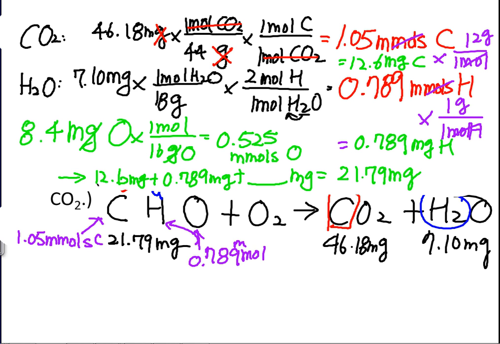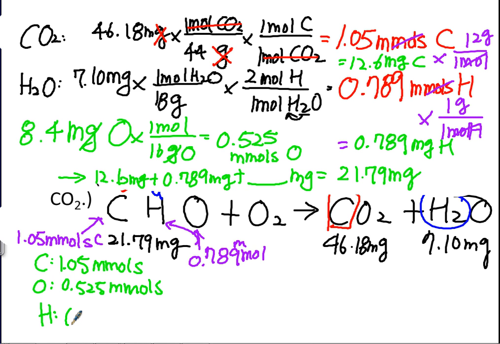I want to write down how much carbon has. So carbon, I have 1.05 millimoles, right? Oxygen, I have 0.525 millimoles. And hydrogen, I have 0.789 millimoles. Okay? Alright, now, I don't find this equation useful anymore, so I'm going to erase this, okay? So everything I need, I have down here. Everything you need, it's already in the video, so I'm going to erase it.